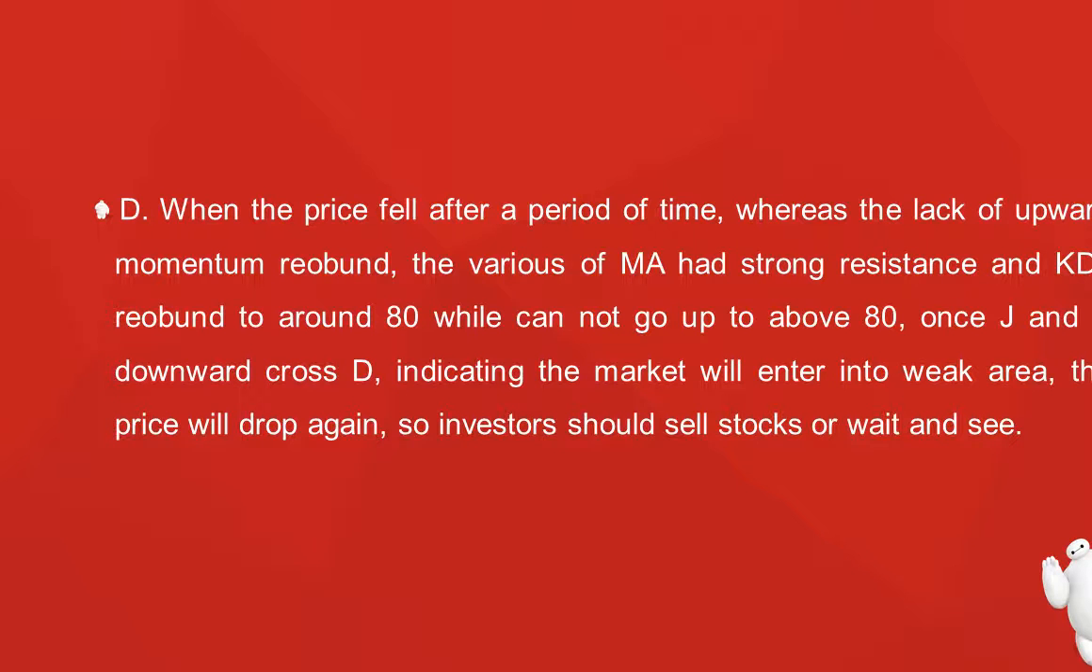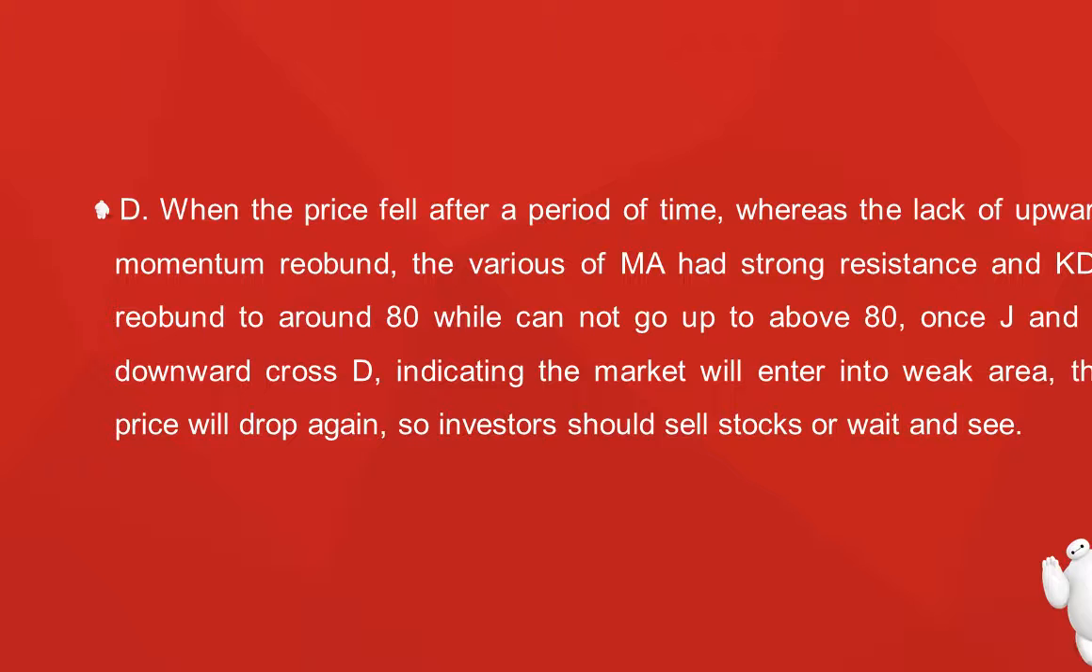When the price has fallen for a long period and then has an upward momentum rebound, the moving average shows strong resistance and KDJ rebounds to around 80 but cannot go above 80. Once J and K downward cross D, it indicates the market will enter a weak area and the price will drop again. So investors should sell stocks or wait and see.